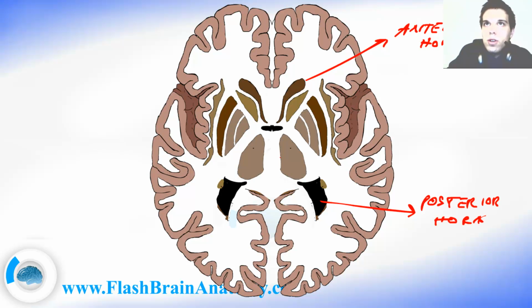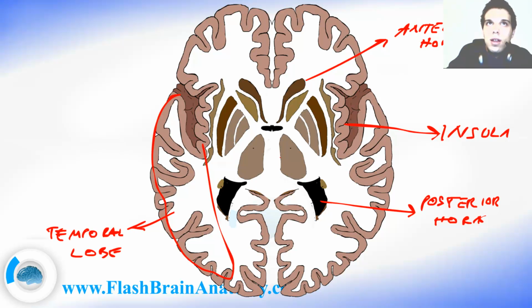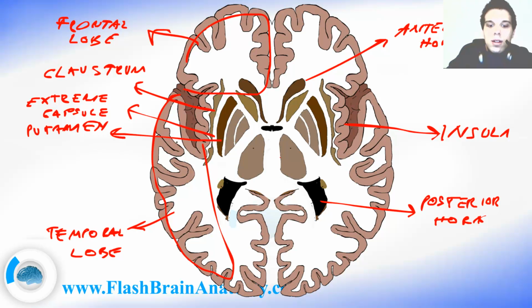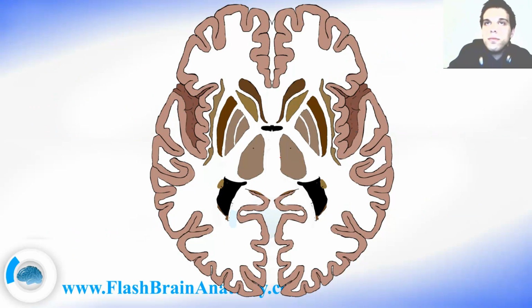Okay, this over here was the insula, or the insular cortex. Then we had the temporal lobe and the frontal lobe over here. This was the claustrum, and this white part was the extreme capsule. Then we had the putamen, and now I will write more on the other side because I don't have space anymore.